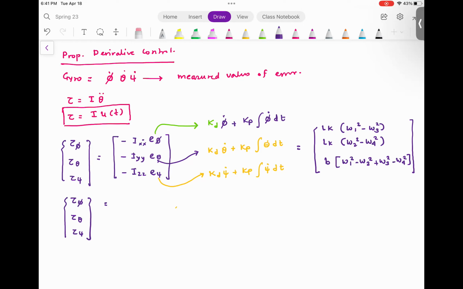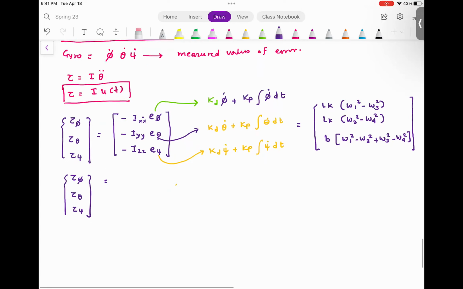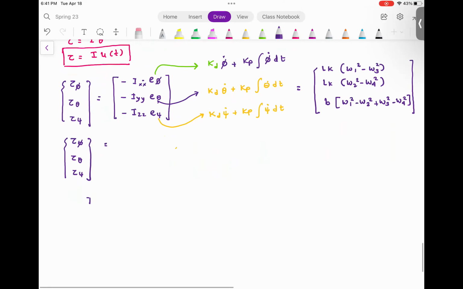But there is a problem here. Can somebody tell me the problem? How many unknowns are we trying to find out? Omega 1 square, omega 2 square, omega 3 square, and omega 4 square. And how many equations do we have? 3. So we cannot solve this unless we augment this with one more equation, which is the equation for thrust.